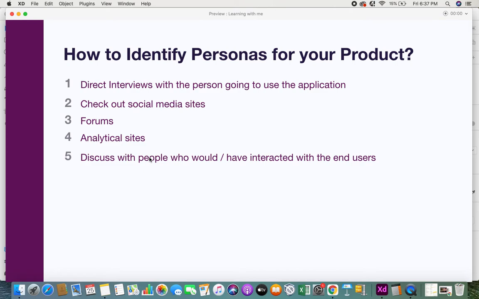So it's really important to identify personas for your product and the project you're working on. You'll get a lot of information, and this is actually the core essence and purpose of persona identification and why you need a persona in your product.